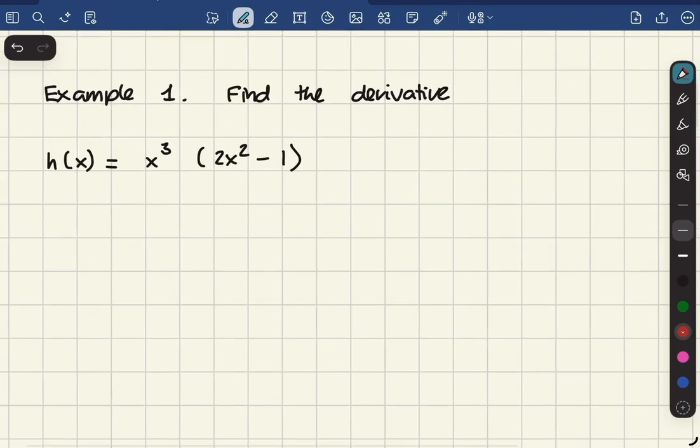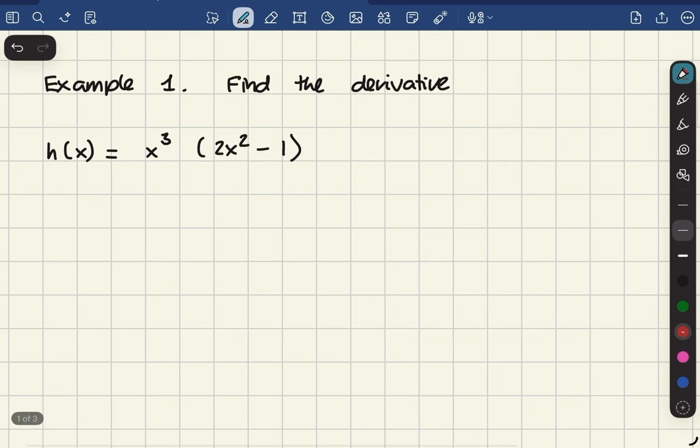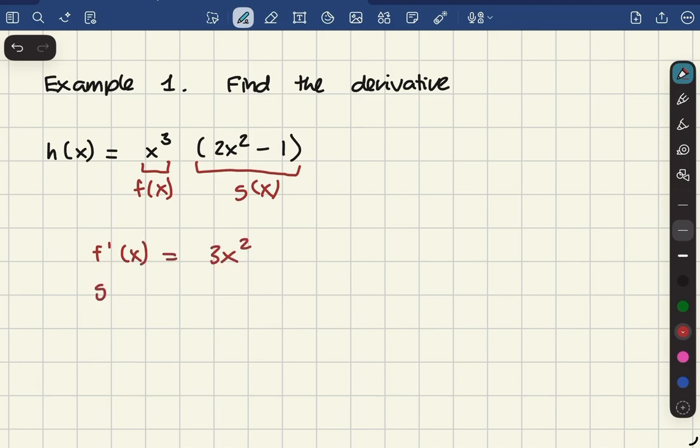Okay, so example number 1. We need to find the derivative of the function h of x equals x cubed times 2x squared minus 1. Okay, so let's first define the two functions that we're working with within the function h of x. So I see that there are two different functions right here. Let's call this f of x and let's call this g of x. The derivative of f of x would be 3x squared, and the derivative of g of x is 4x. And let's apply the rule together.